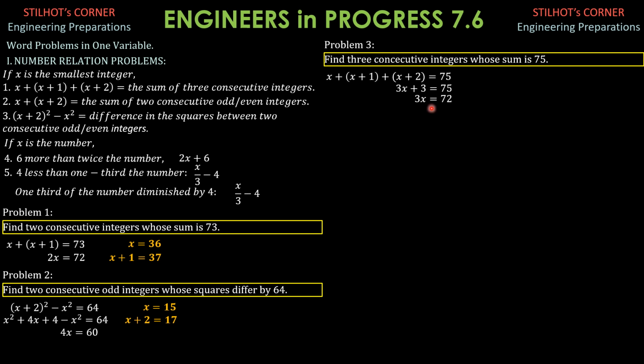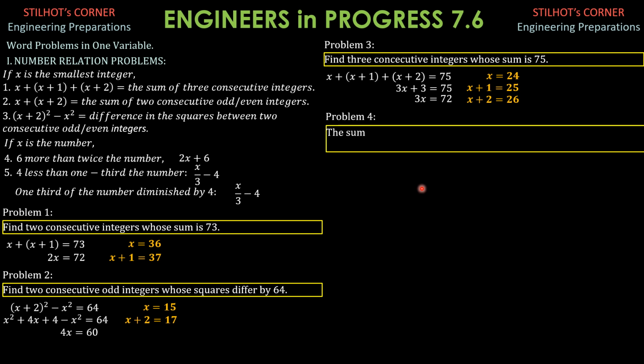So divide both sides by 3. So x is 72 over 3. So x is 24. Then the next integer, x plus 1, is 25. And the largest integer in this problem is x plus 2, 26.